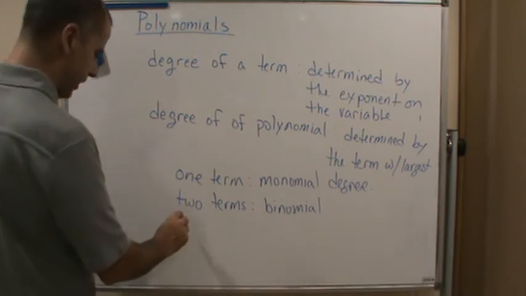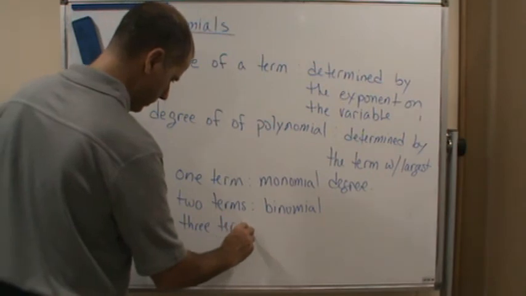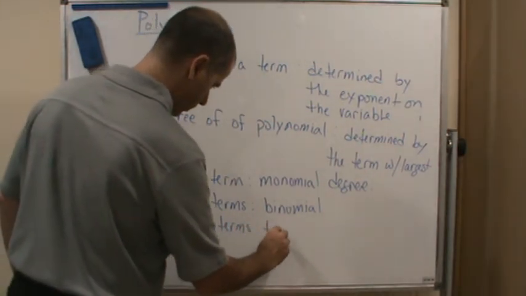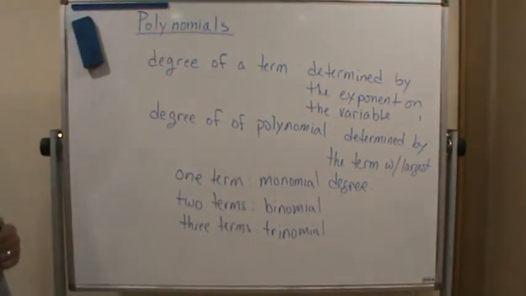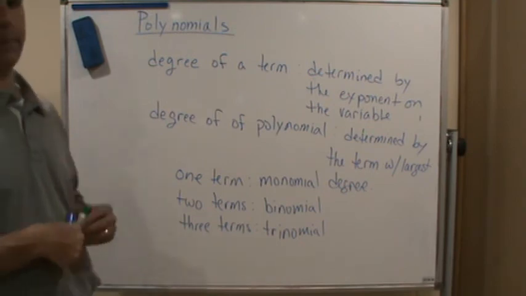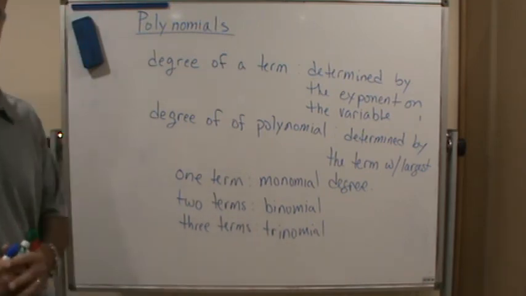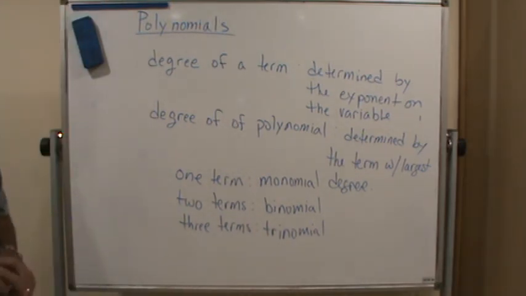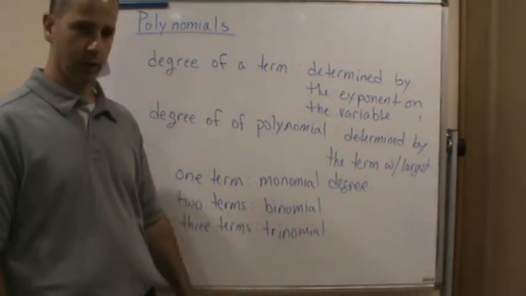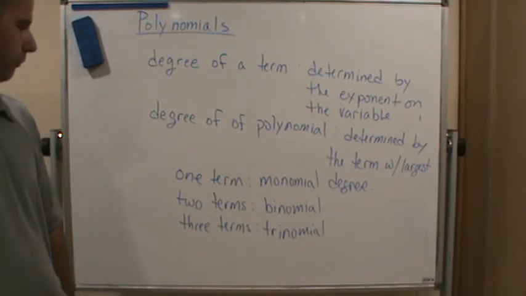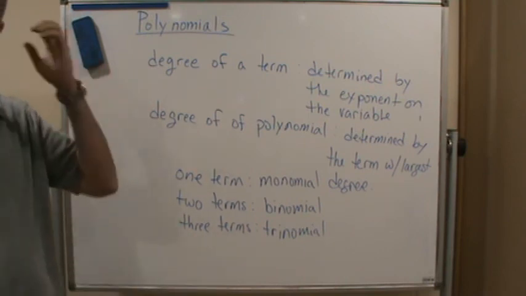And you might guess that if it has three terms, we call it a trinomial. And so, any more than that, we would call it a polynomial, right? Poly just means more, so it's many. Trinomial is typically the highest we go when we're naming. But again, that's what we call it.